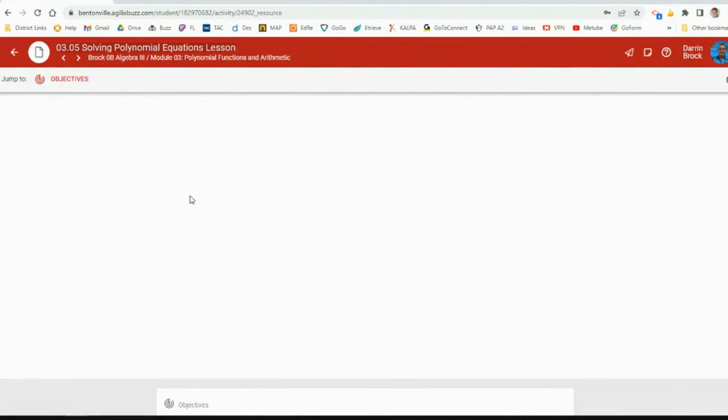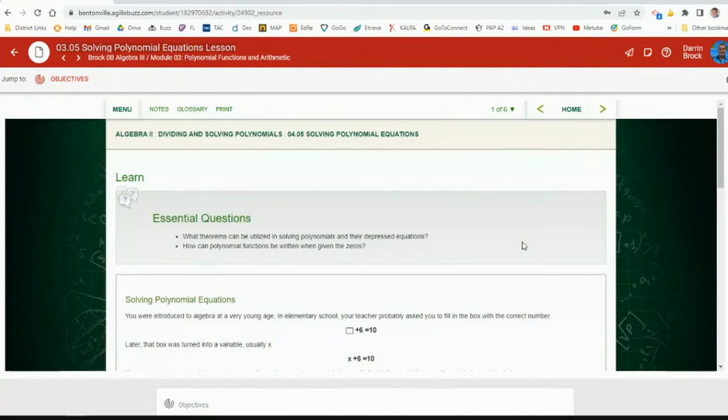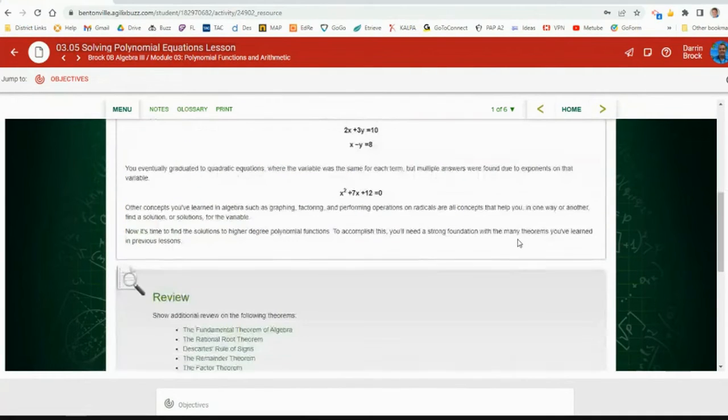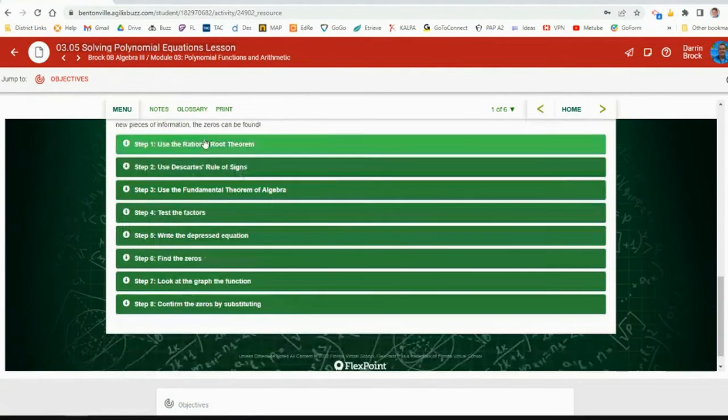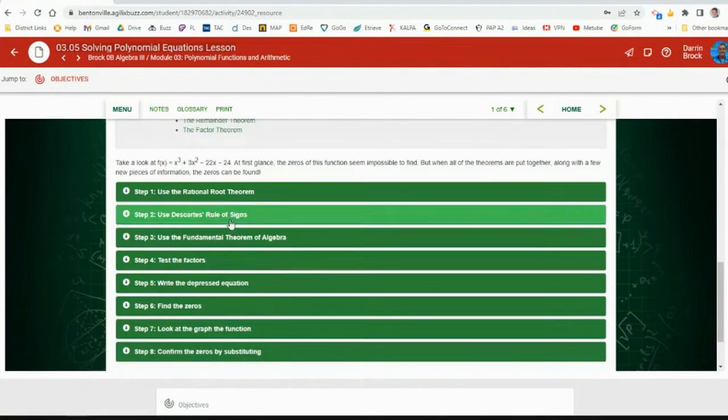So the next lesson, lesson 5, 3.05, is just about solving polynomial equations. So that's taking all this stuff that we've used and actually solving equations with it. It gives you reviews of all of these: the fundamental theorem of algebra, the rational root theorem, Descartes' rule of signs, the remainder theorem, and the factor theorem from last lesson. And it's got summaries of all those. And it has you walk through the steps on how you would solve an equation: x to the third plus 3x squared minus 22x minus 24.